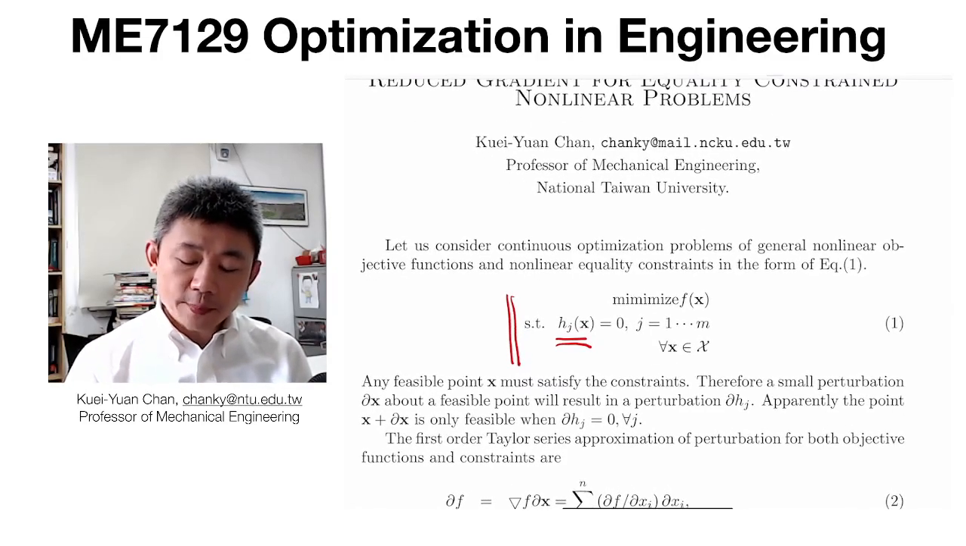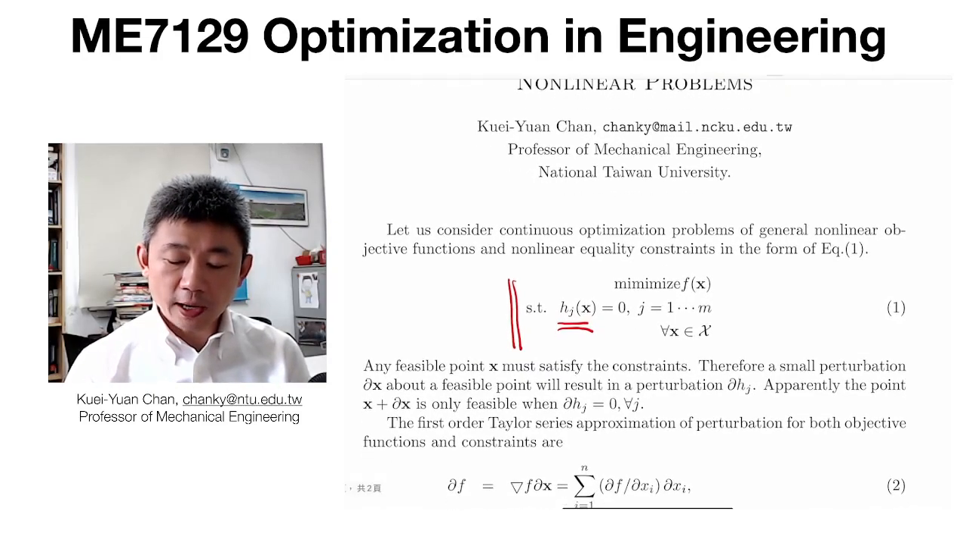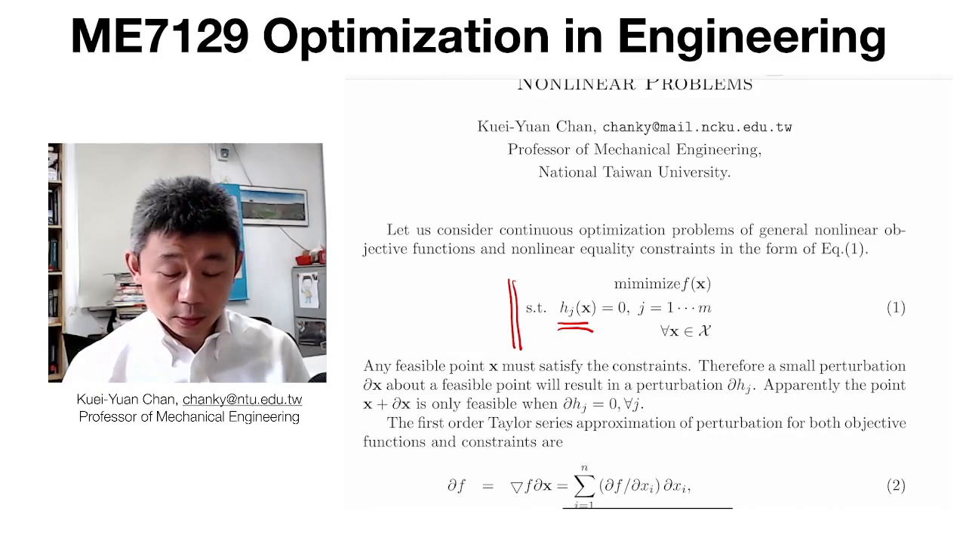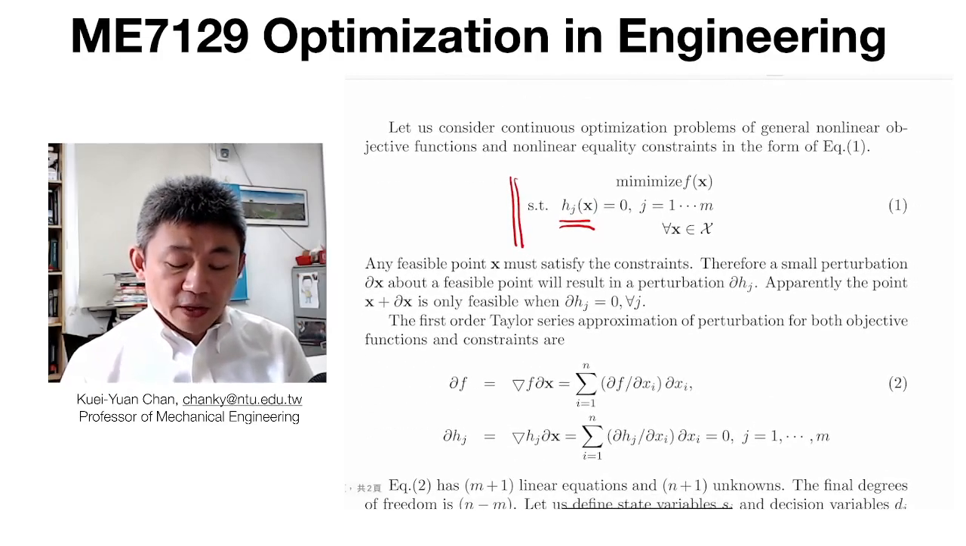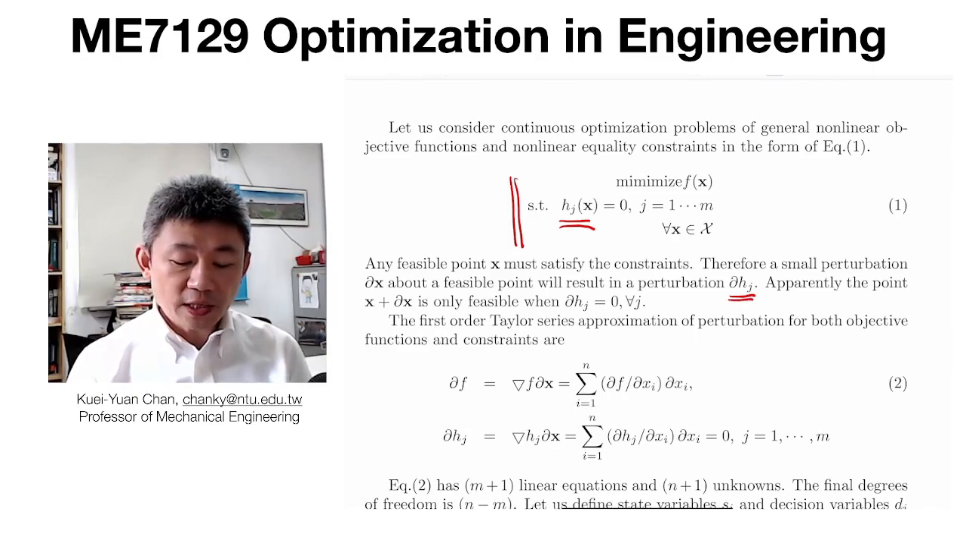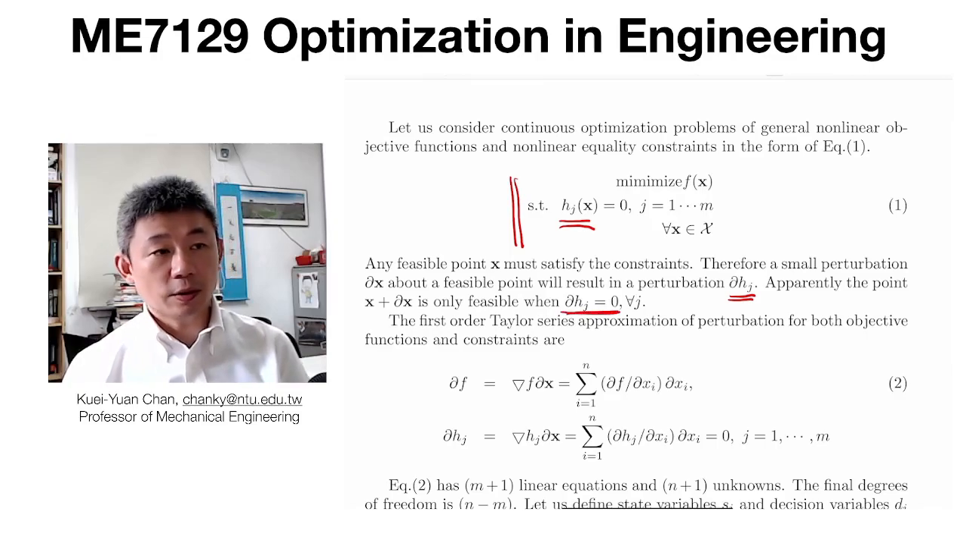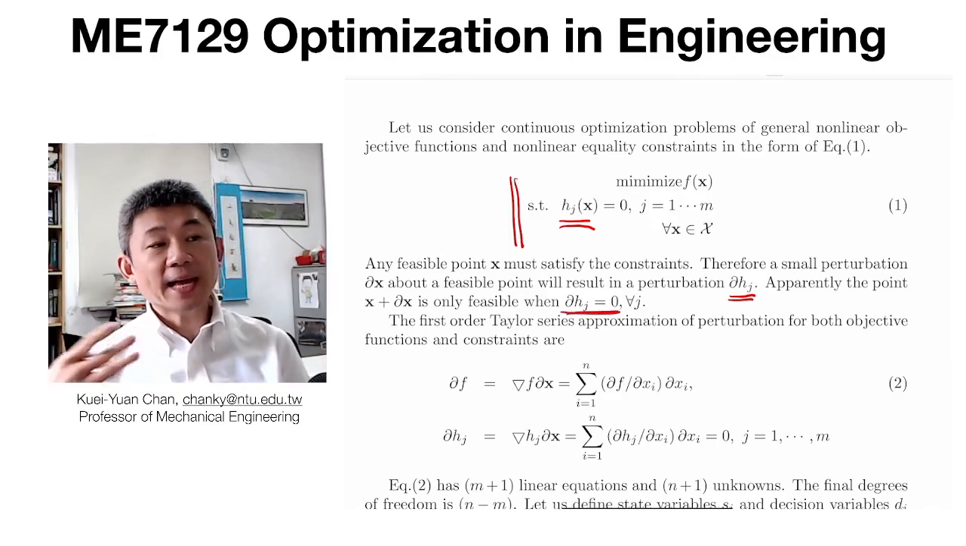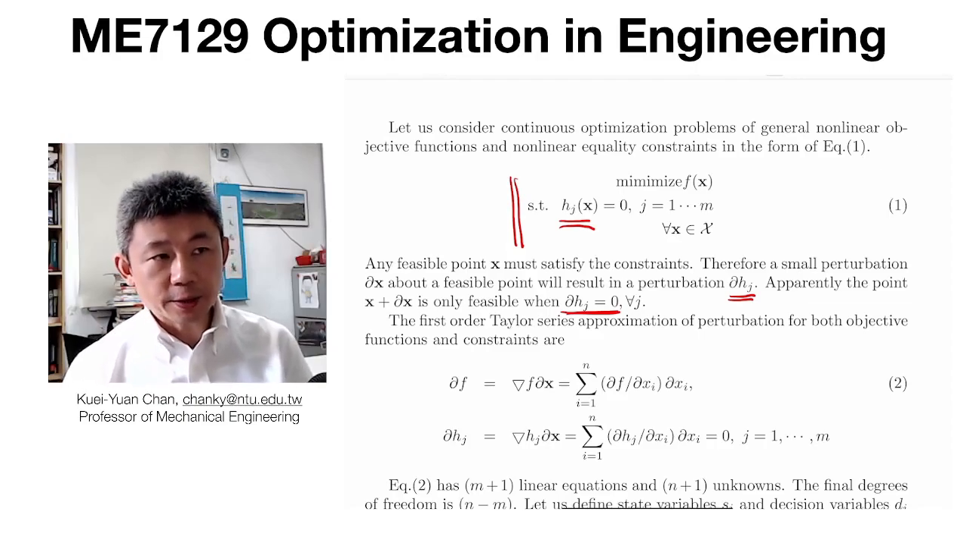Okay. So we have minimization of f subject to h_j of x, where j is an index. We have many nonlinear equality constraints. So any feasible point x must satisfy the constraints. Therefore, a small perturbation ∂x about the feasible point will result in a perturbation ∂h. Apparently, the point is only feasible if the perturbation ∂h is 0. Because I'm at 0, and wherever I perturb or move, I still want it to be 0.